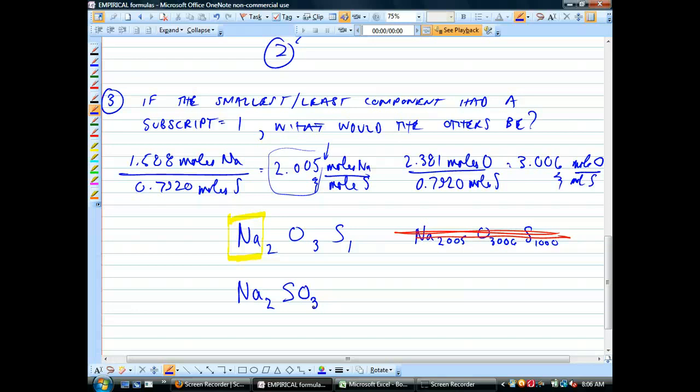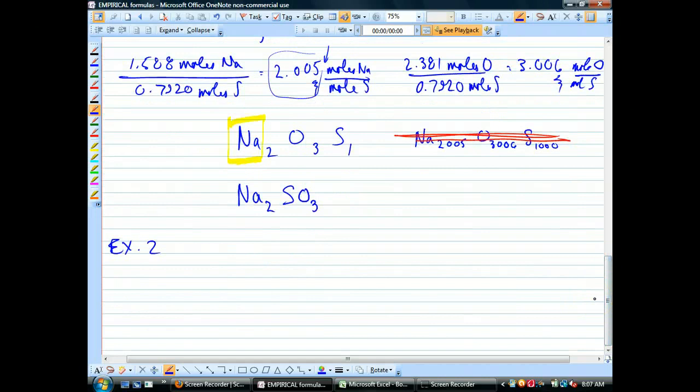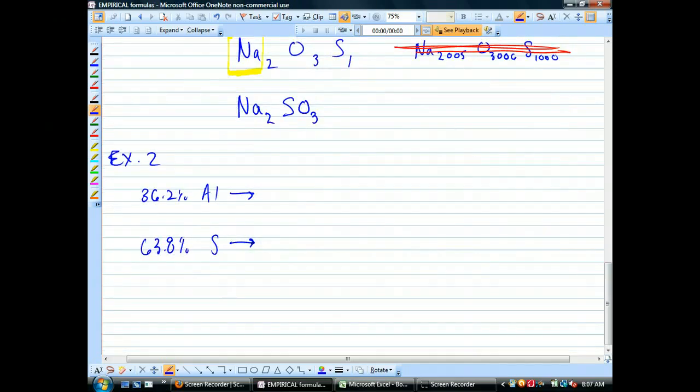Now, notice we didn't need step 4. So what I want to do next is a problem where we need step 4. Needing step 4 requires a different example. So here's our second example. In this example, we have a compound that is 36.2% aluminum and 63.8% sulfur. This one's going to require us to go to step 4, which is multiply to whole.